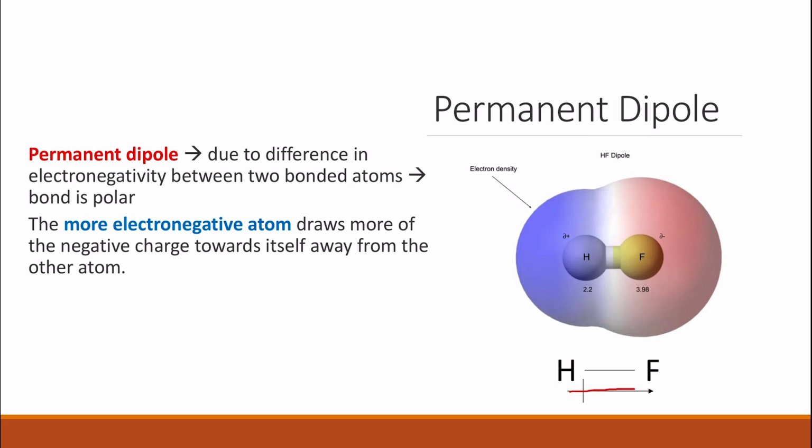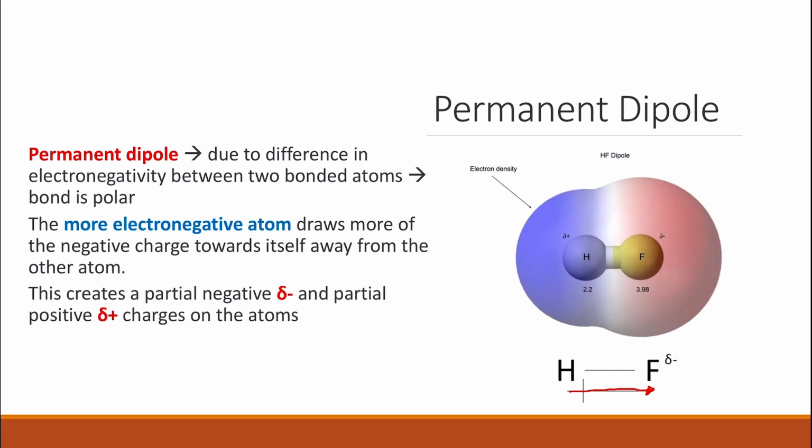So this is the hydrogen-fluorine bond, and we can say that this is the dipole. We represent it with this arrow going toward where the negative charge goes, with a partial negative charge on the fluorine and a partial positive charge on the hydrogen. We represent the partial positive and partial negative charges with the delta symbol.